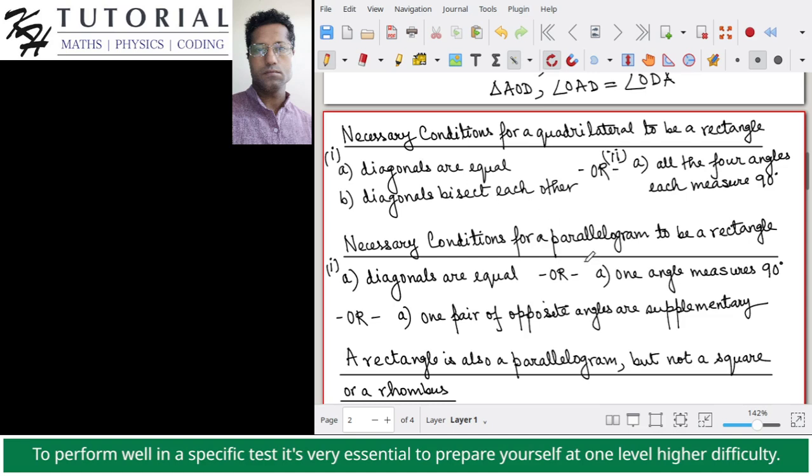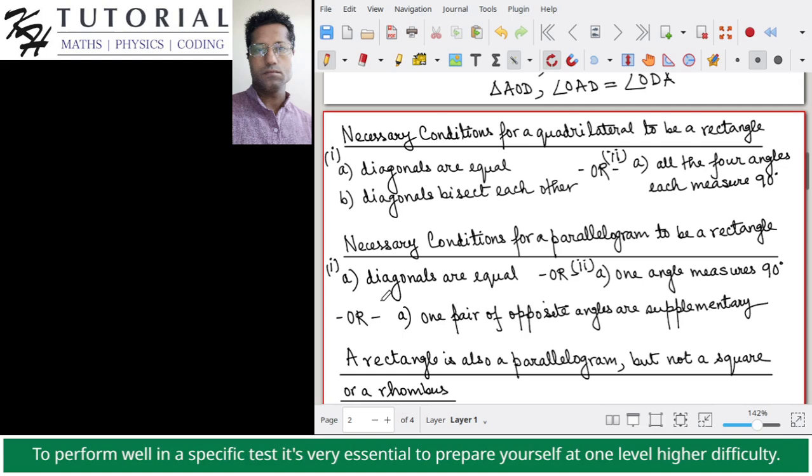The other possibility is that in a parallelogram, if you find one angle is 90°, automatically it will imply that all other angles have to be 90°. Using the fact that opposite angles in a parallelogram are equal and the sum of adjacent angles in a parallelogram is 180°, you will see that if one angle is 90°, all other angles will also be 90°. So if all the angles are 90° and a parallelogram is obviously a quadrilateral, then it will become a rectangle.